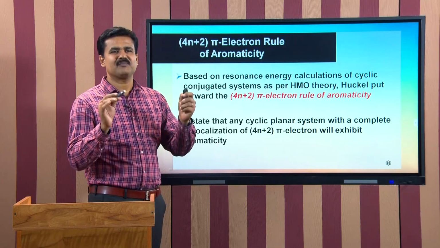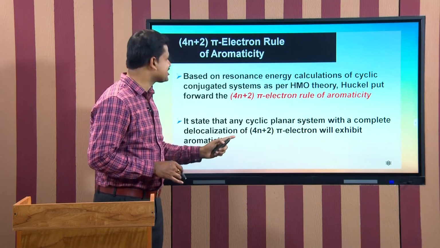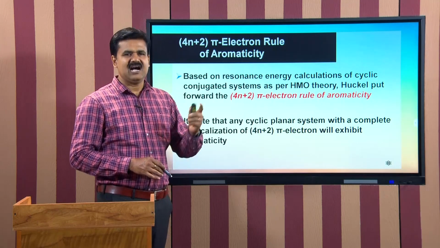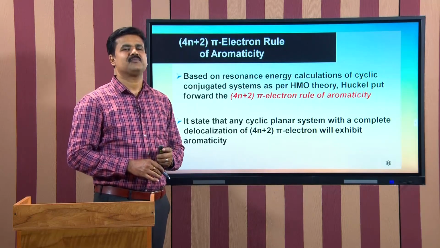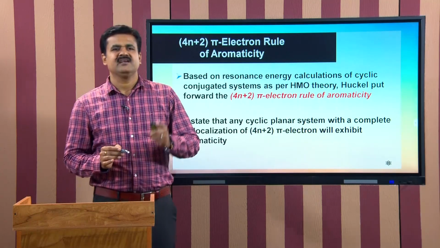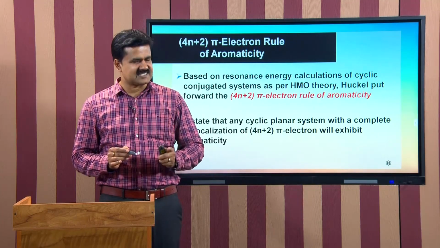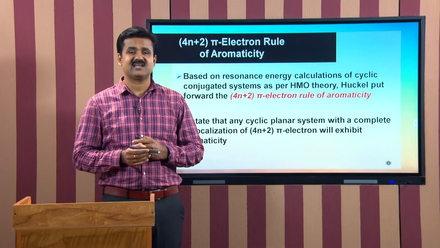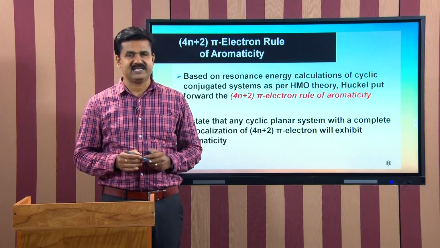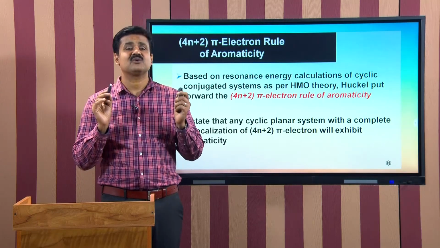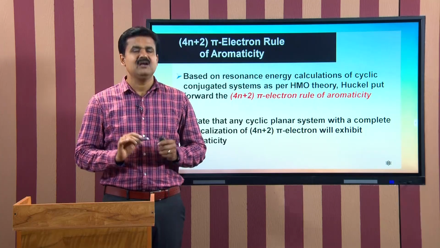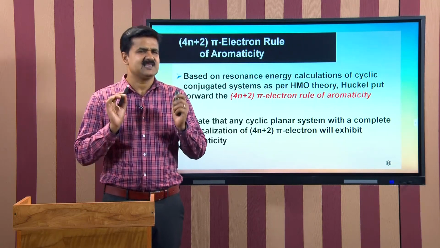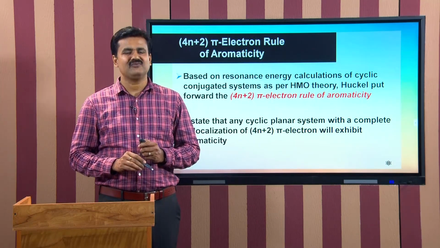And this Huckel's 4n plus 2 pi electron rule of aromaticity is based on resonance energy calculations of cyclic conjugated systems as per HMO theory, and this rule states that any cyclic planar system with a complete delocalization of 4n plus 2 pi electrons, n is equal to 0, 1, 2, 3, etc., will exhibit aromaticity. Any cyclic planar system with a complete delocalization of 4n plus 2 pi electrons will be more stable, that is, they will exhibit aromaticity. This is Huckel's 4n plus 2 pi electron rule of aromaticity.